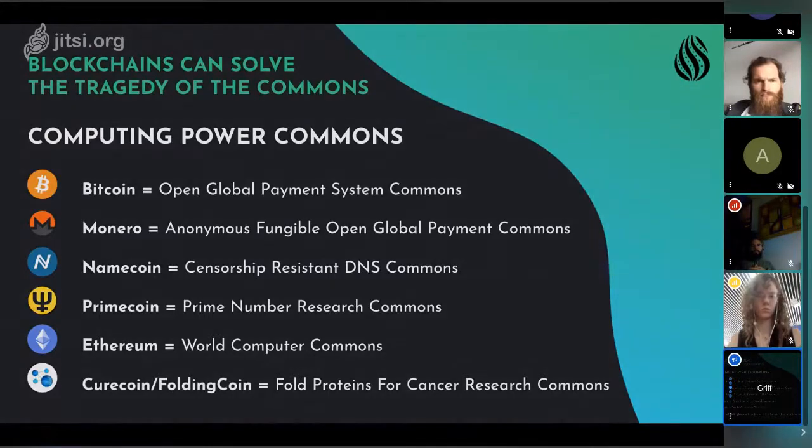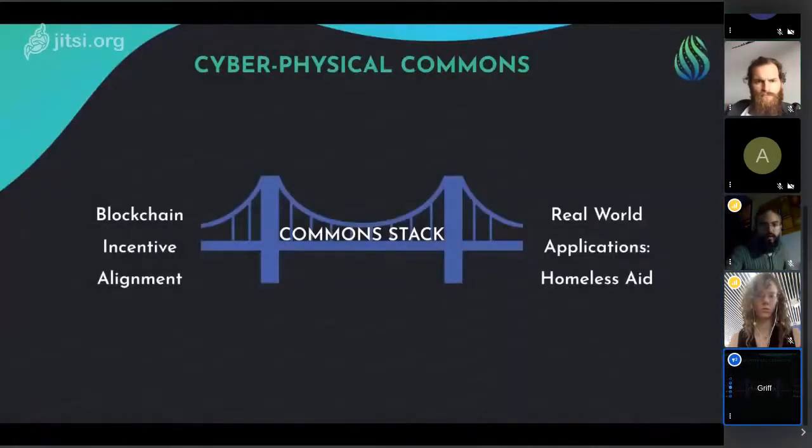Now, the Commons Stack goal is to take this magic, this blockchain incentive alignment power that exists in creating your own blockchain-based economy or using crypto economics, and to apply it to real-world applications. The real-world application I want to focus on today is for helping the homeless population in Denver, but this can be very broadly applied, and the Commons Stack hopes to build a foundation that can be applied for almost anything, even outside of the nonprofit space.